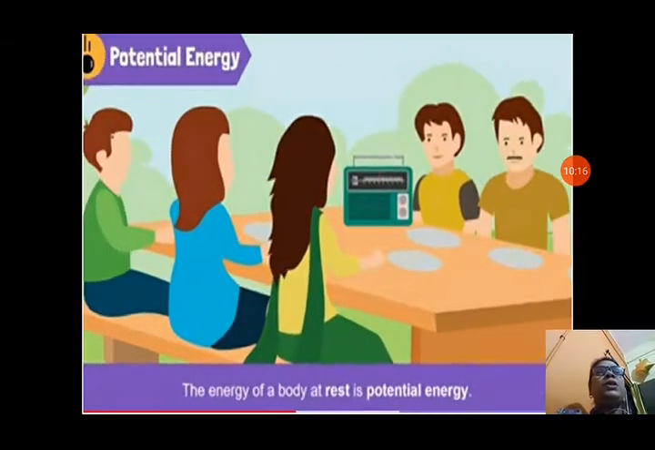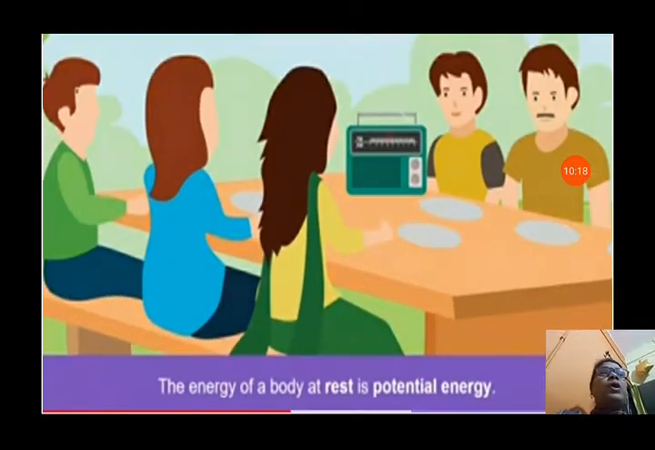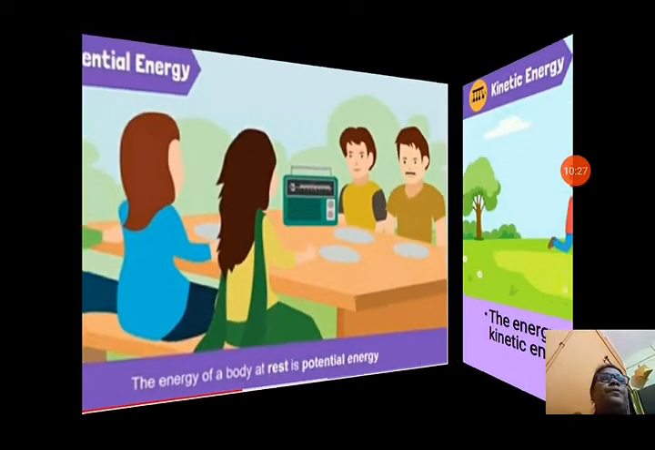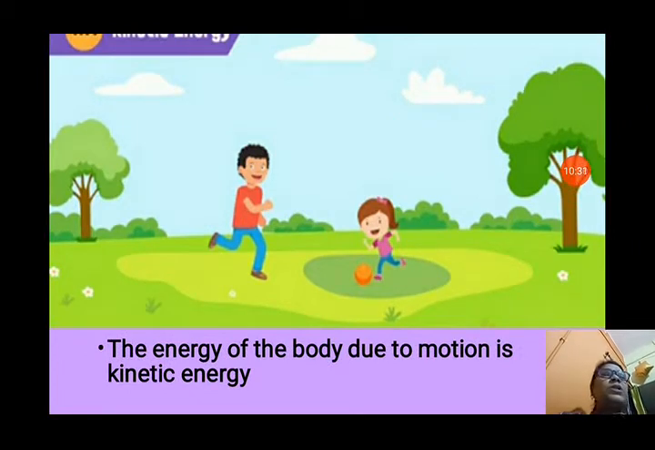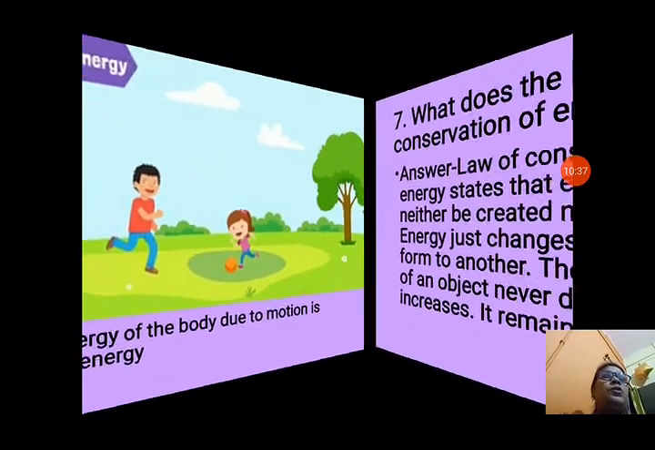In this picture you can see potential energy because all the people in this picture are in the rest position. So the energy of a body at rest is potential energy. Now in this next picture you can see the energy of the body due to motion is kinetic energy. In this they are playing, so they are in motion, so they have kinetic energy.